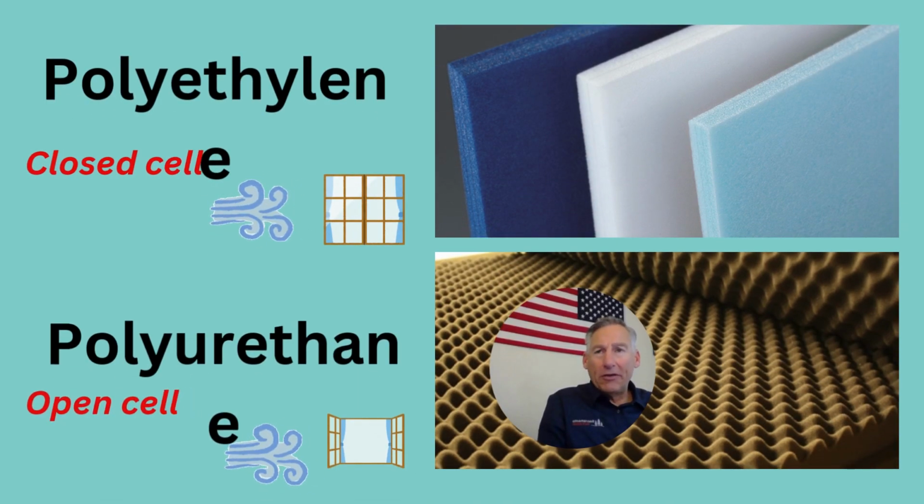The easiest way to tell the difference between polyethylene and polyurethane is that polyethylene is a closed cell foam. You just take a piece and try to blow through it. You probably won't be able to unless there's something wrong with the foam. Polyurethane is an open cell foam, which means you can blow through the foam. It will be much softer to the feel in both circumstances.